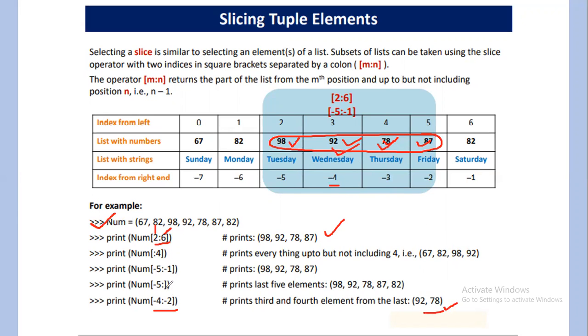If I say -5 and there's no ending value, that means from -5 to all the elements till the end will be picked up and displayed. And these are the elements. If we talk about 98, 92, 78, 87, 82, these elements will be picked up and displayed.